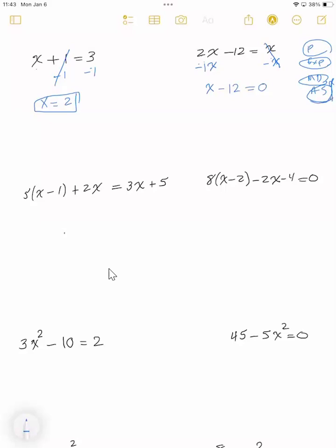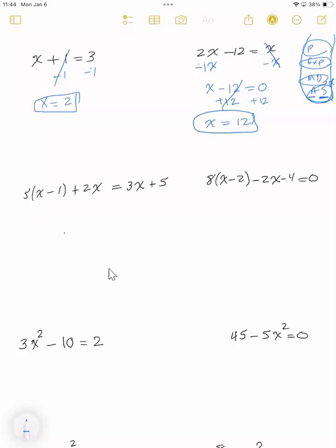And now I'm just going to go through PEMDAS. I look to see if anything is being added or subtracted to x. I see there's a subtraction, so I add 12 to both sides. And now x is isolated, is by itself, and I have 12 as the answer. So the answer to this problem is 12.